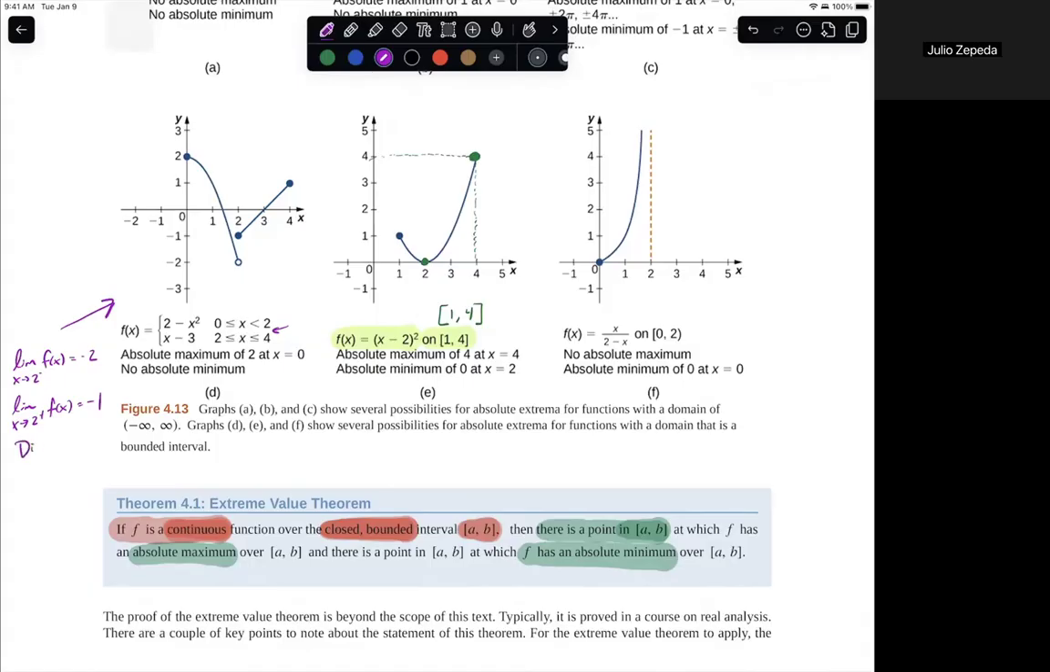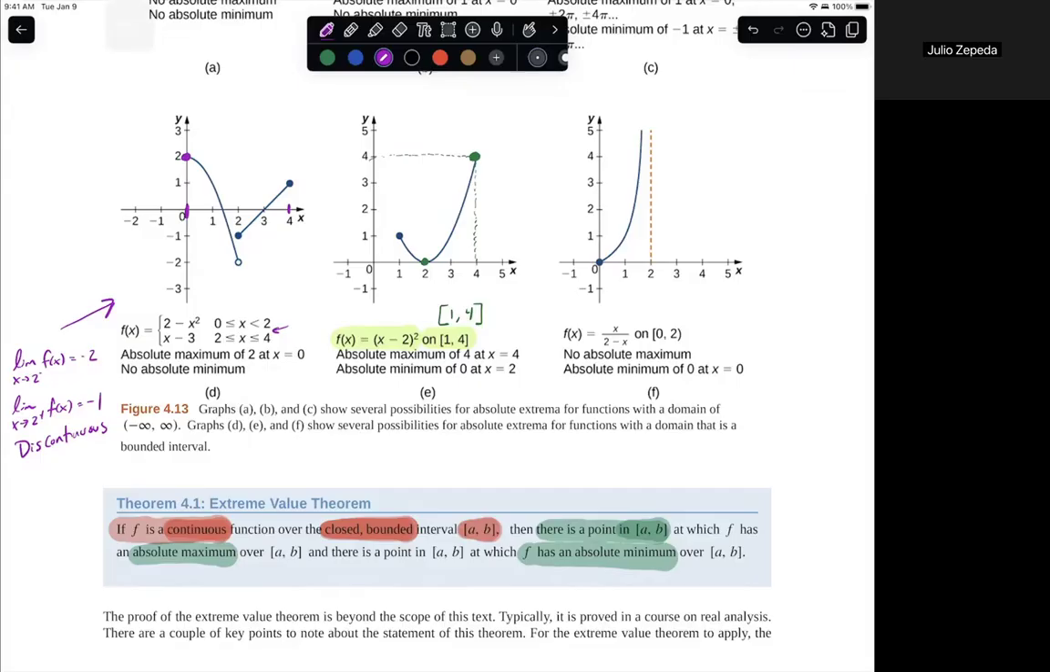Because we have a discontinuous function over the interval from 0 to 4, the extreme value theorem is not going to guarantee an absolute maximum and an absolute minimum. Okay. Now, if we take a look at this graph, we can see that there actually is an absolute maximum. So they may still occur, but the absolute max and min are not guaranteed by the theorem.